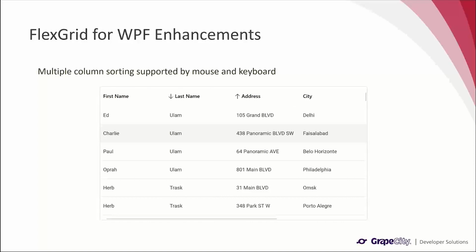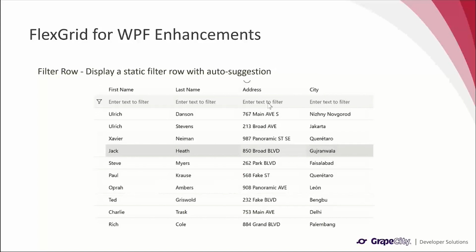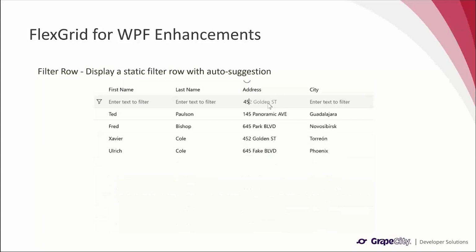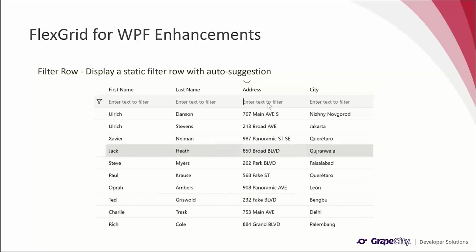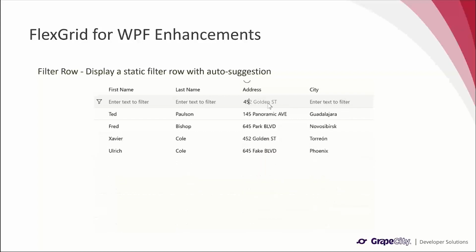FlexGrid for WPF includes some enhancements this release for both .NET Framework and .NET 5. This includes multiple column sorting by the mouse and keyboard, just like in WinForms. There's also a new filter row feature, which is a classic take on filtering using the top row. And the filter row also includes autocomplete and suggestion to help find filter values.